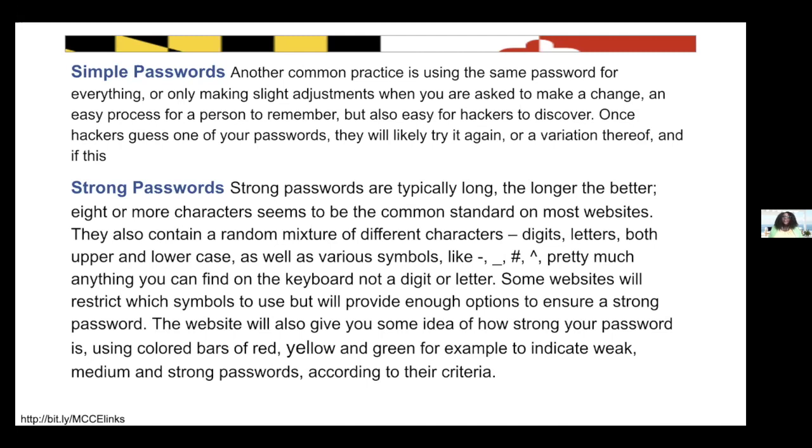So strong passwords are typically long. The longer, the better. And they say anything above 15 characters is good. They also contain a random mixture of different characters like digits and letters, upper and lowercase, as well as various symbols like a dash, a space, the caret, and pretty much anything you can find on your keyboard that's not a digit or a letter. Some websites will restrict which symbols you use, but will provide enough options to ensure a strong password. The website will also give you some idea of how strong it is.